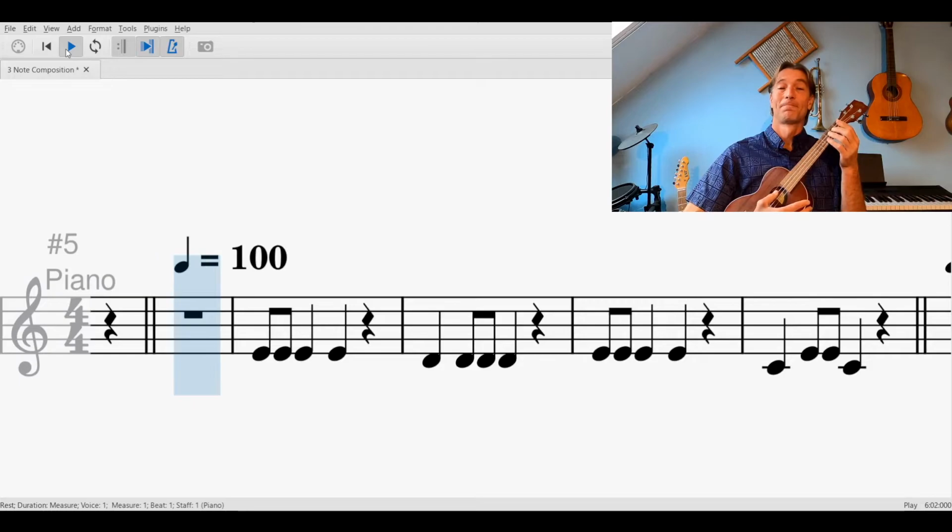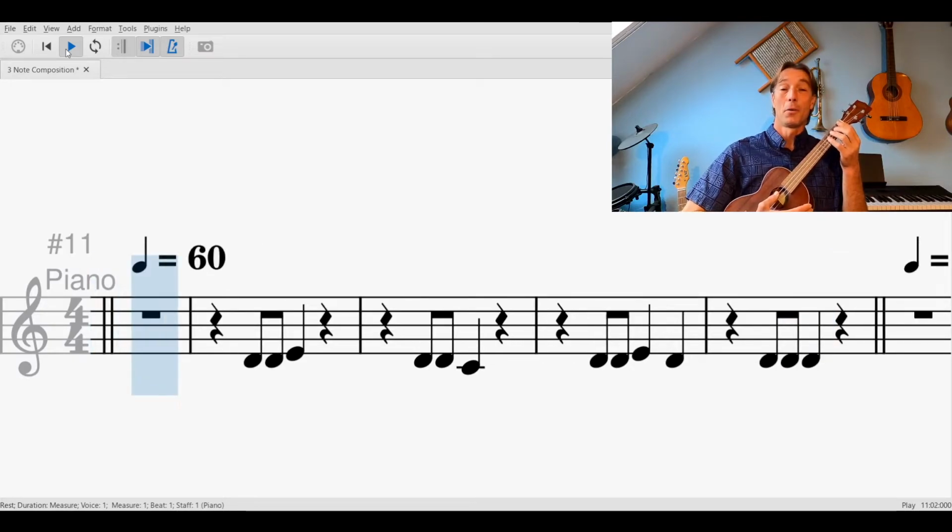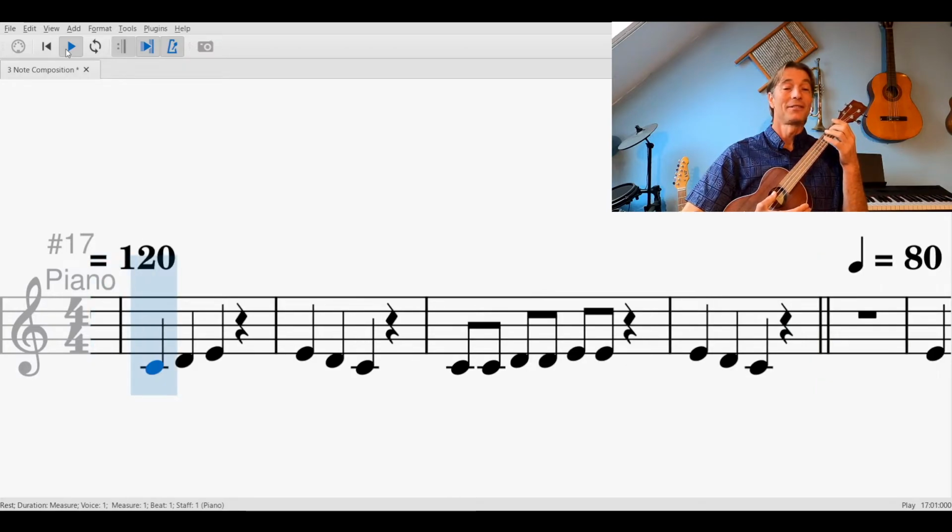Now we go faster. We're going to go much slower. Faster. Medium speed.